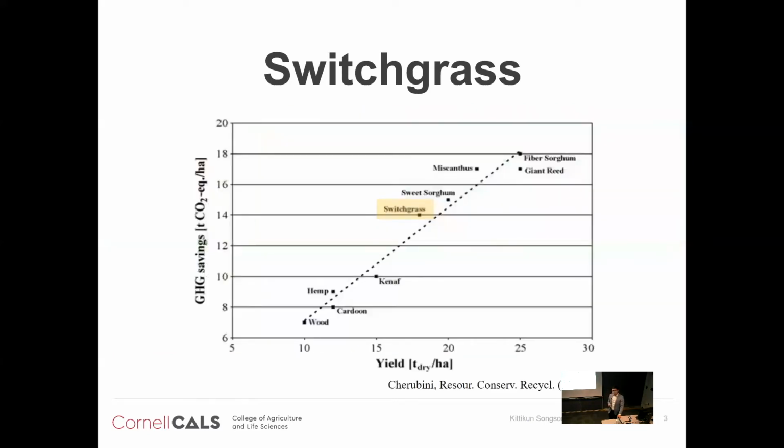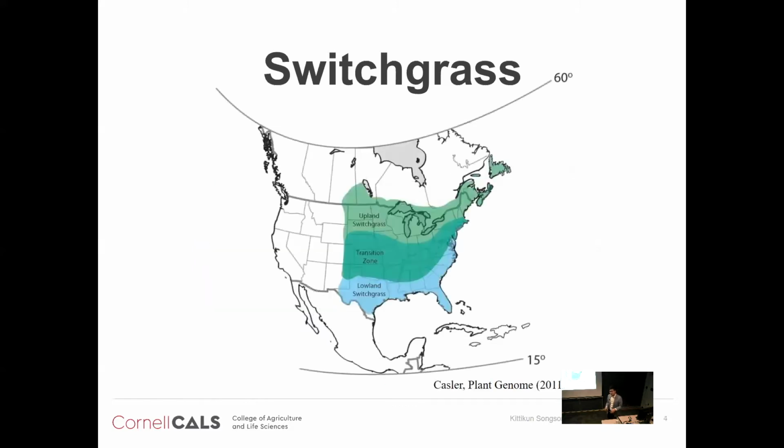But in 2000, switchgrass was introduced as one of the biomass candidates by the Department of Energy because of its high yield, and it's also good in terms of greenhouse gas emission capacity. It's also a native grass to North America, and it's very well adapted across latitudes. So it's separated into upland switchgrass and lowland switchgrass.